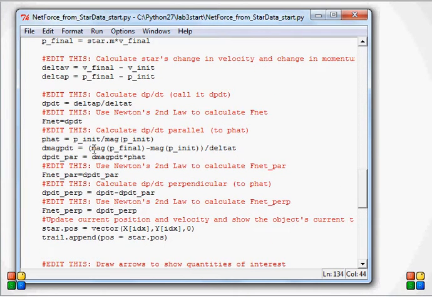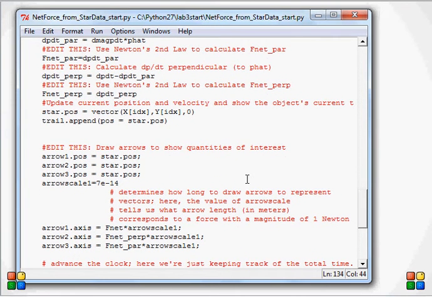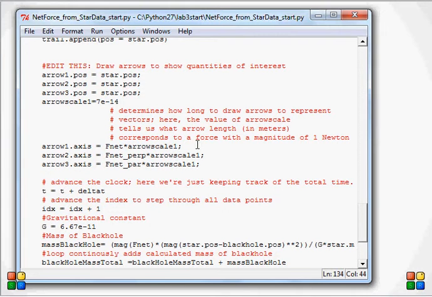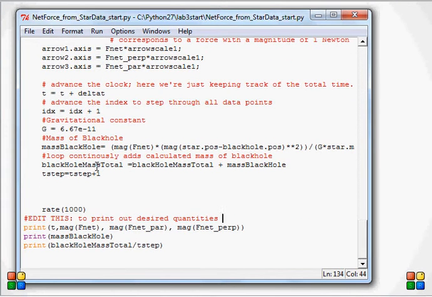In order to determine dp/dt parallel, we broke it down to p hat and d mag p/dt, and that we set to Fnet parallel. In order to calculate dp/dt perpendicular, we subtracted parallel from dp/dt and set it equal to Fnet perpendicular. And here we created the star trail itself. We also set an arrow scale to visualize the forces. And down here we have the formula for the mass of the black hole.